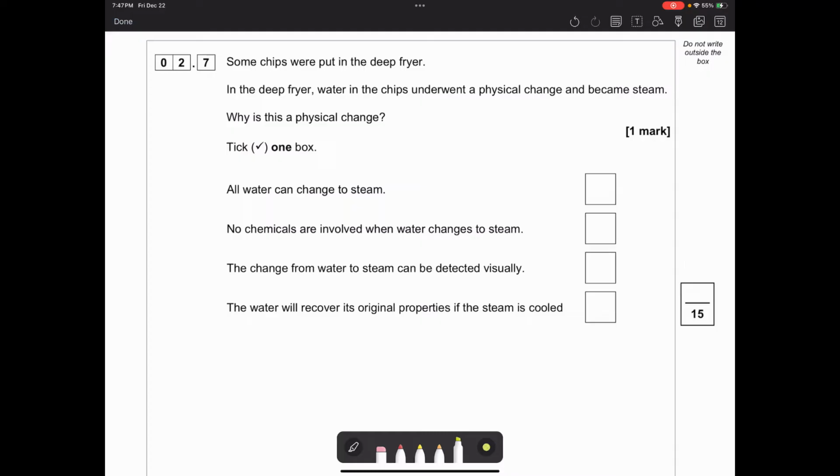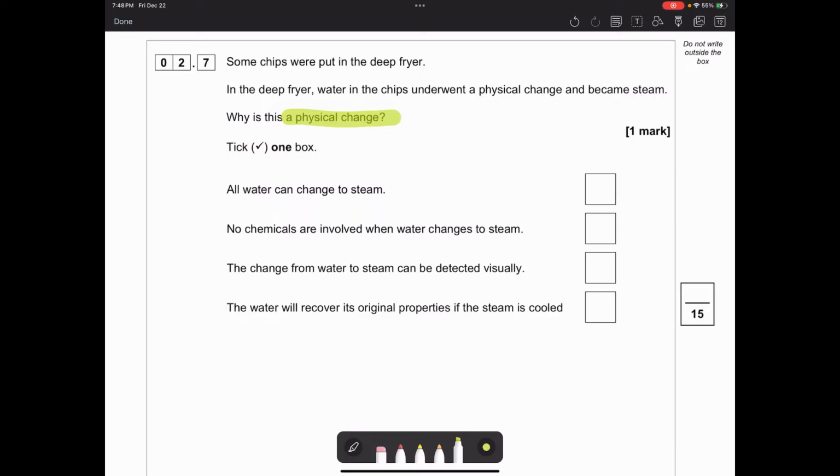Question 2.7. Some chips were put into a deep fryer. In the deep fryer, water in the chips underwent a physical change and became steam. Why is this a physical change? So I should be thinking, right, physical changes, what do I know about it? Well, they're not permanent, they're reversible. So what actually made it a physical change?